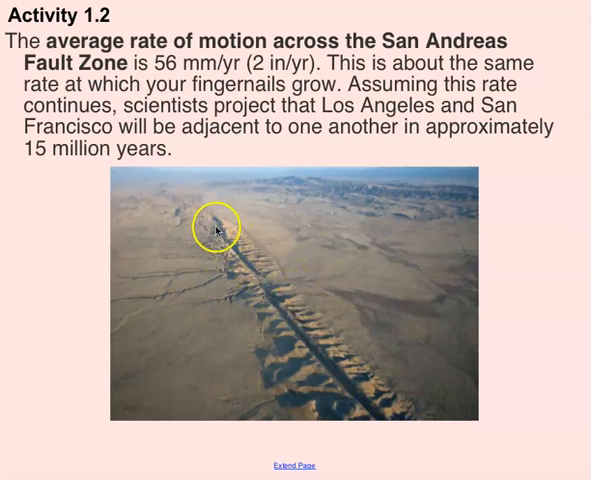And we know that this is the San Andreas Fault. It moves on average 56 millimeters, or about 2 inches, per year. And it actually moves at about the same rate that your fingernails grow. So one part of this plate is moving in one direction, and one part is moving in the other direction. Now, if the current rate of motion continues, Los Angeles and San Francisco will be right next to each other in approximately 15 million years. So they're going to be neighbors.